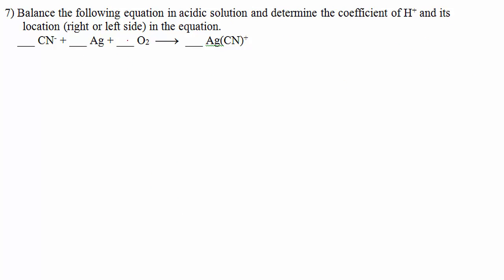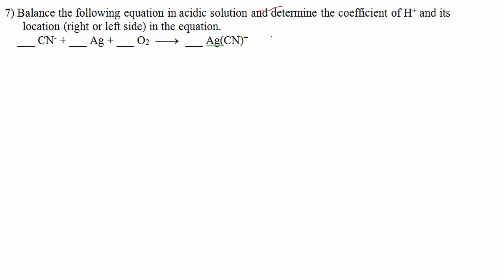And the last one, balance the following equation in an acidic solution and determine the coefficient of H+ and its location, right or left side of the equation. All right, so let's start. All right, we've got CN- becoming AgCN. Actually, you know what? This is probably easier just to be like, hey, this oxygen, where did it end up?